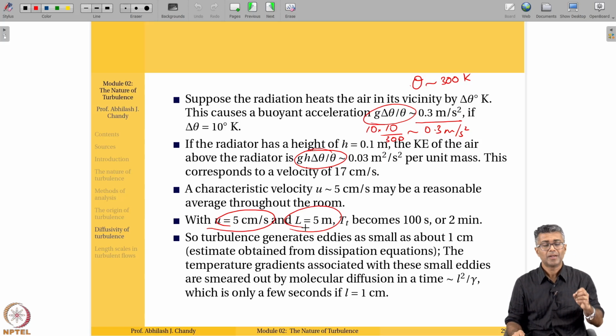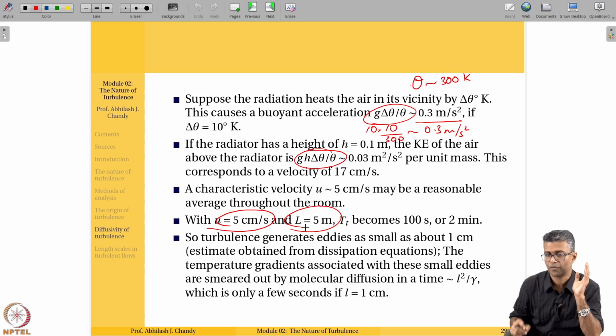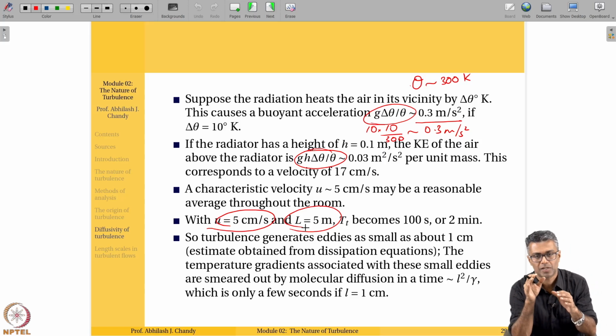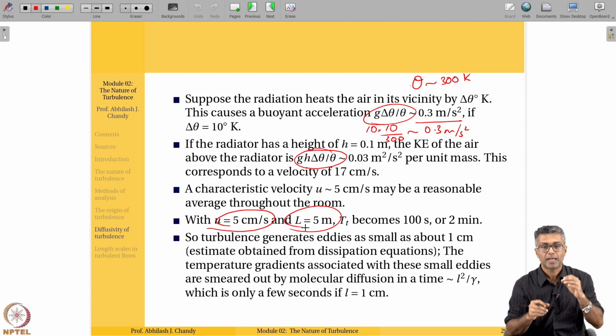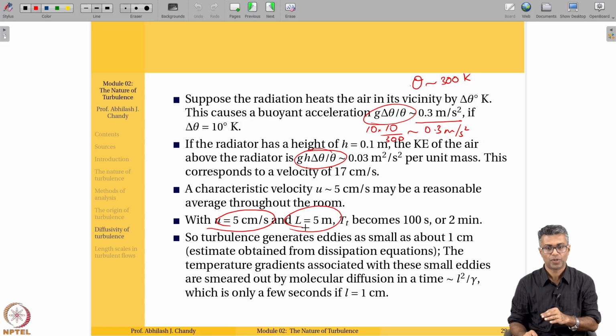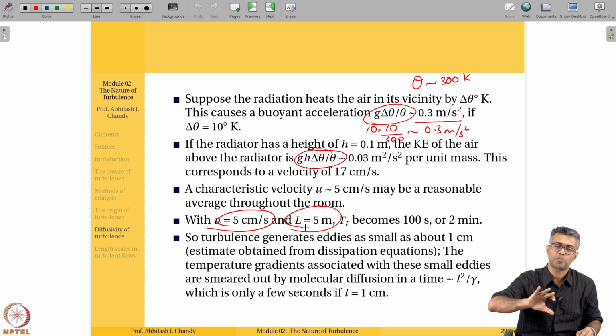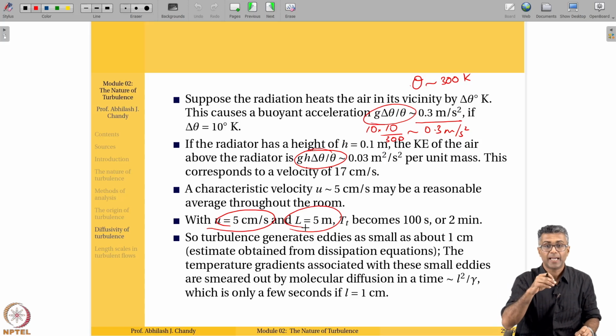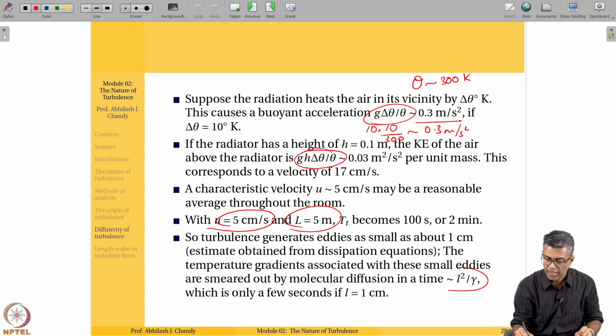What happens is the turbulence generates eddies as small as about 1 centimeter, and we obtained this estimate from dissipation equations. I have not gone into that here. We will discuss how to come up with those numbers much later in the class. But eddies as small as 1 centimeter are generated from this kind of turbulent flow. The temperature gradients associated with these small eddies are then smeared out by molecular diffusion. I'm talking about dissipation here, in a time of the order of L squared over gamma.